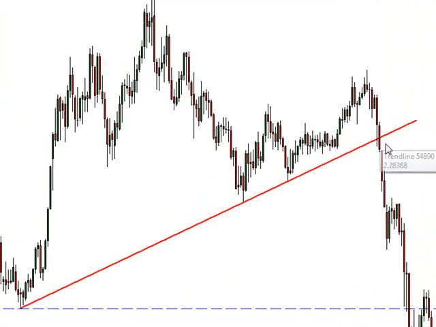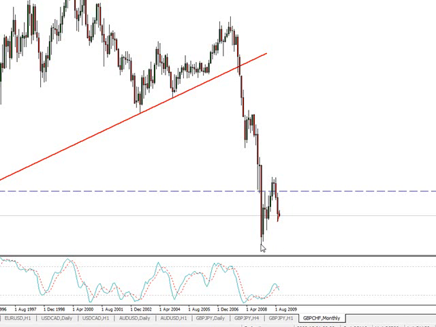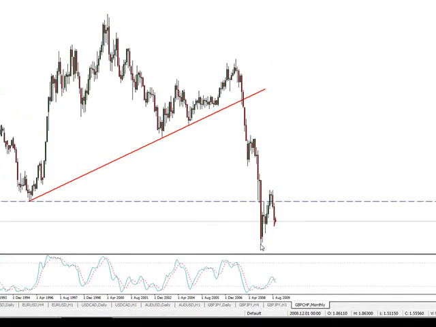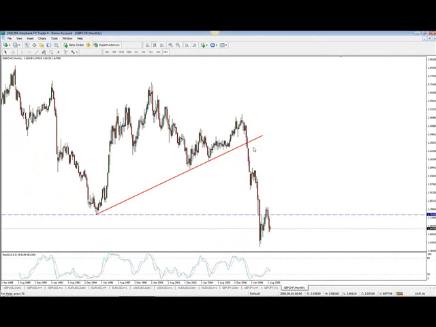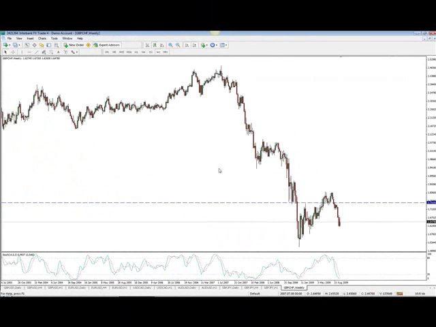As you can see, a break below this trend line gives you a very good trading opportunity. This is a monthly chart, so this is thousands of pips that you could possibly make in this trade. Let's see a weekly chart. This is more recent data.